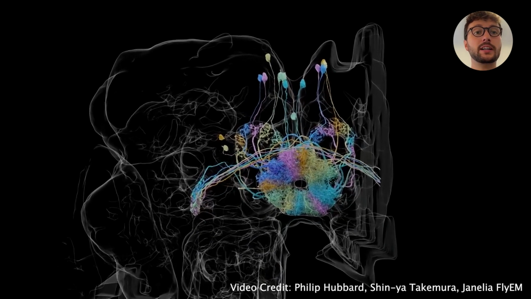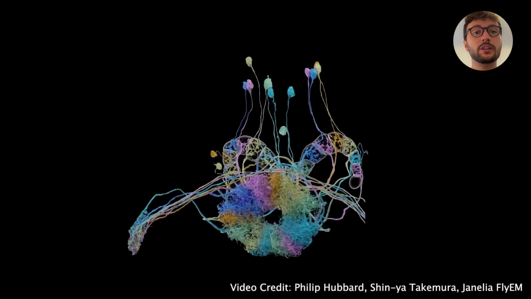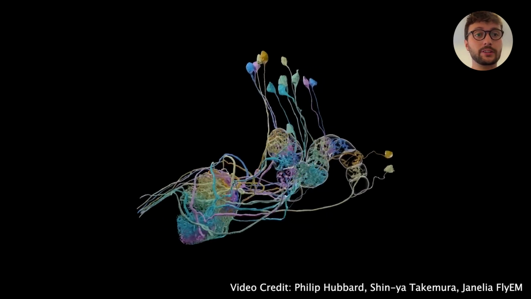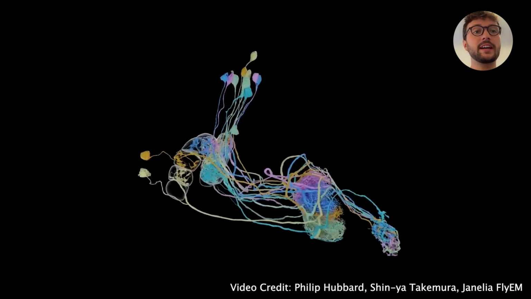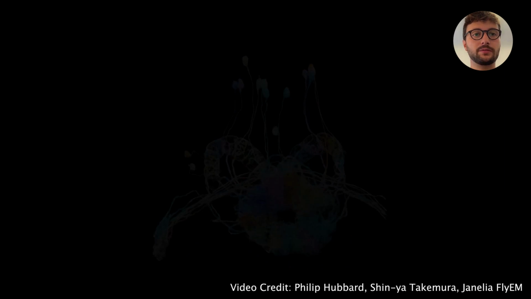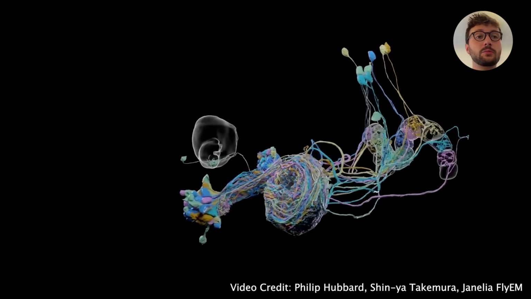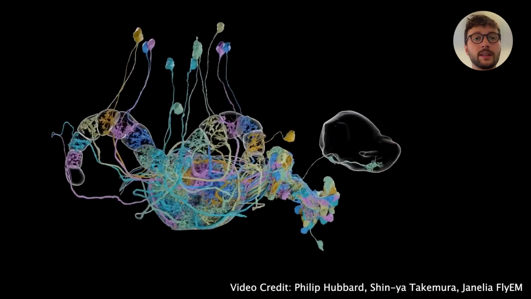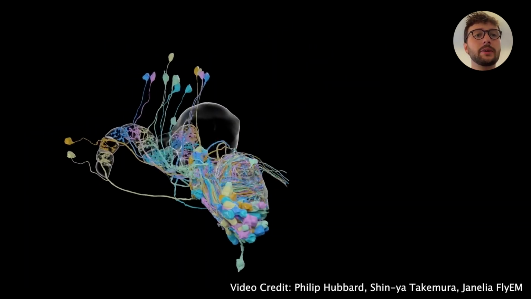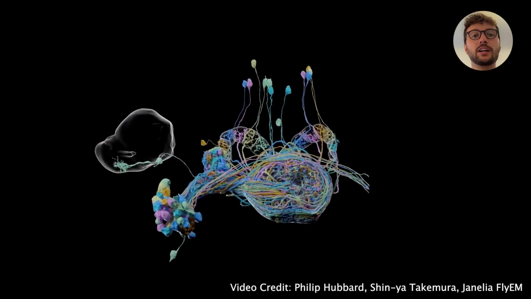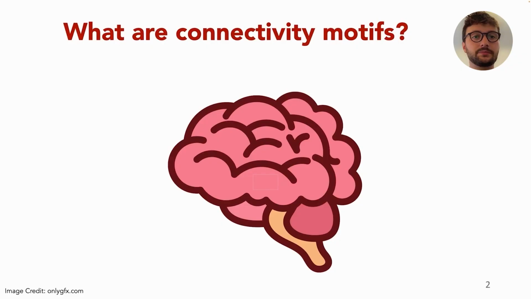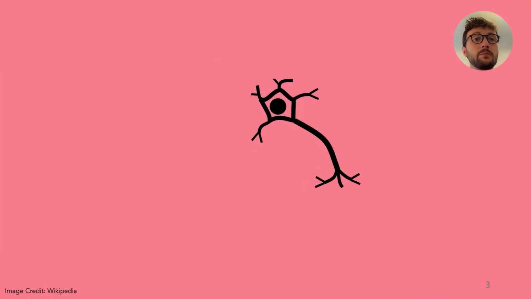Neuroscientists can reconstruct three-dimensional models of neurons using high-resolution electron microscopy to better understand how the brain processes information. For example, here we show a set of neurons in the central brain of the fruit fly. Those neurons have complex three-dimensional shapes and form large connectivity networks. But what do we actually mean by neuronal connectivity motifs?